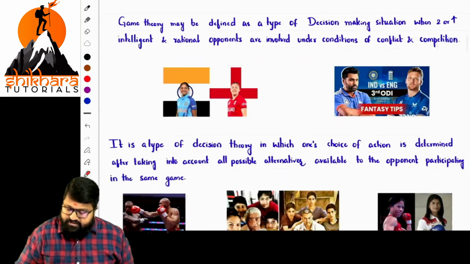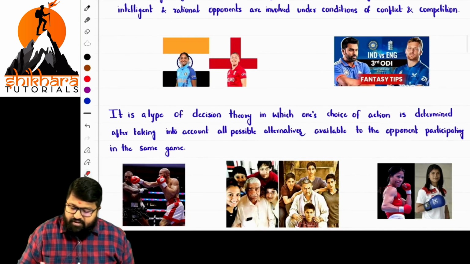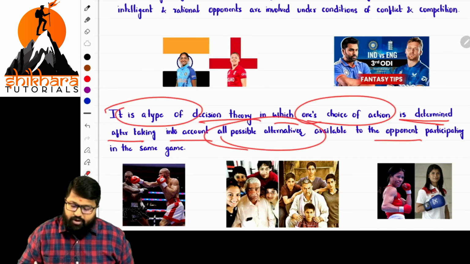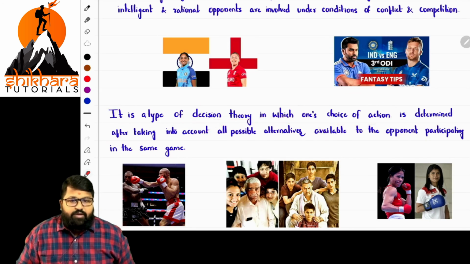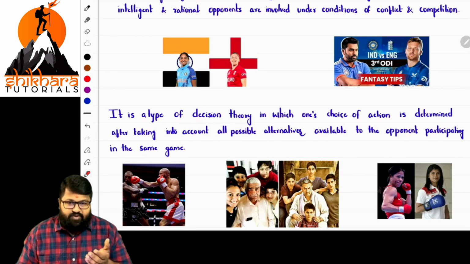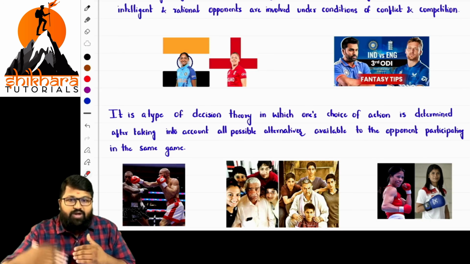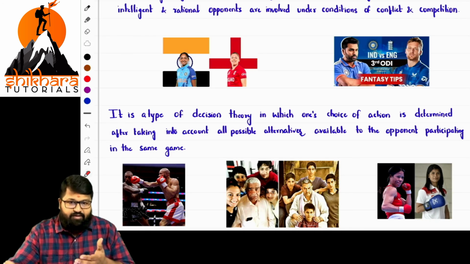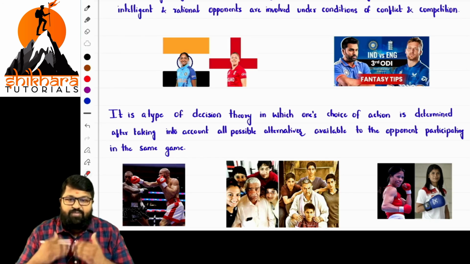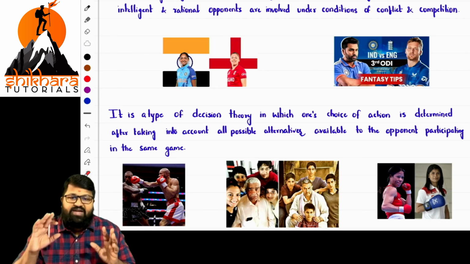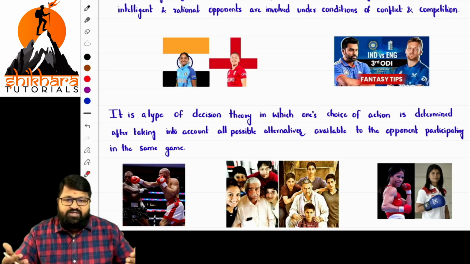Okay, sir. It is a type of decision theory in which one's choice of action is determined after taking into account all possible alternatives available to the opponent participating in the game. Sir, while playing chess, we make a move based on our opponent's movements. What he will do, what step he can take. We make some sort of assessment and we make steps. Is it clear? We will never go in a blind way. We'll think of the other strategies, what they can do.